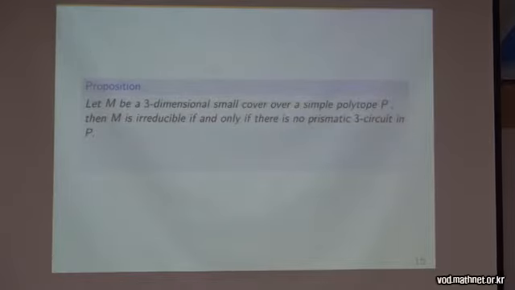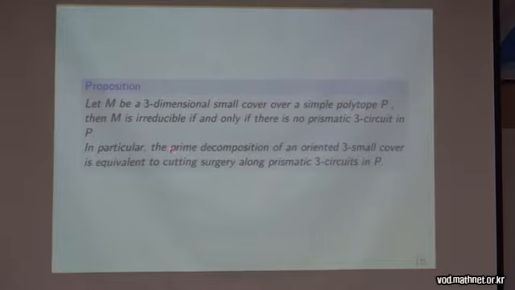For small covers, we can prove that a 3-dimensional small cover is irreducible if and only if there is no prismatic 3-circuit in the polytope. In particular, the prime decomposition of oriented 3-dimensional small covers is equivalent to cutting along the prismatic 3-circuits in the polytope.